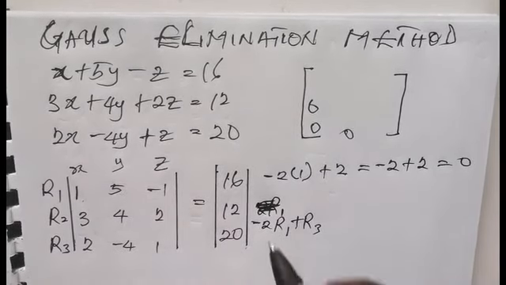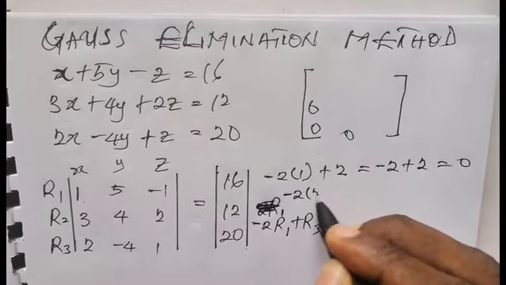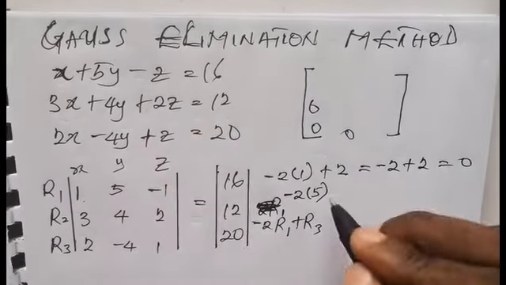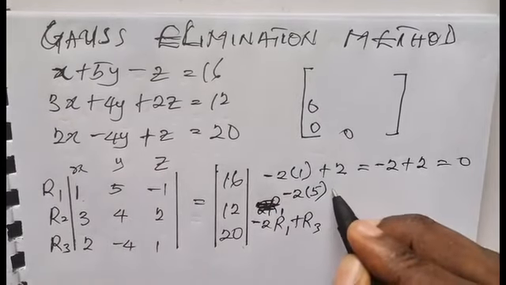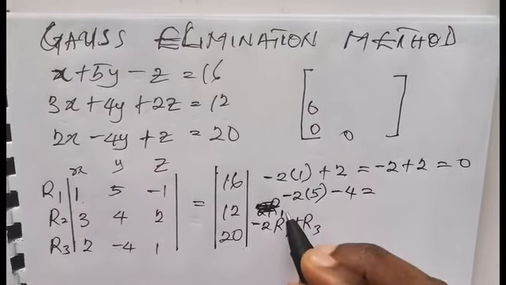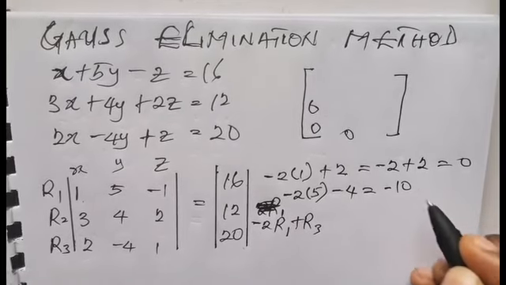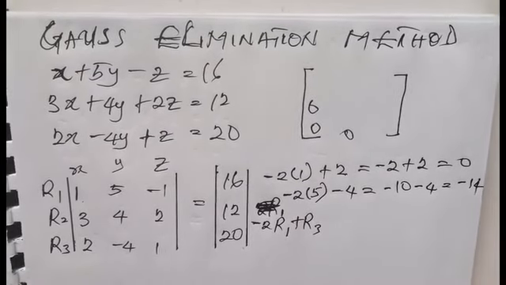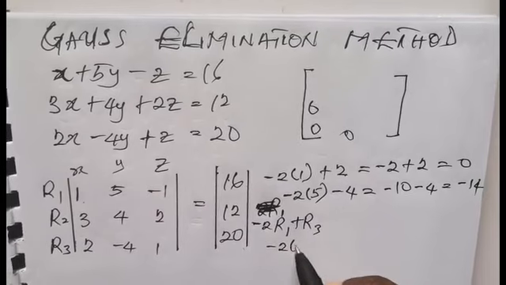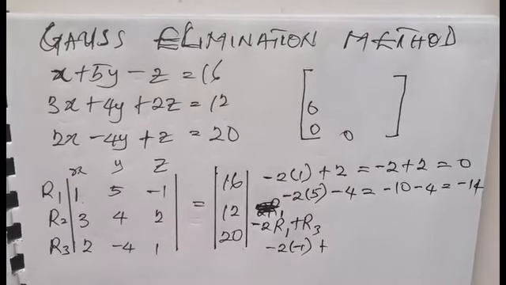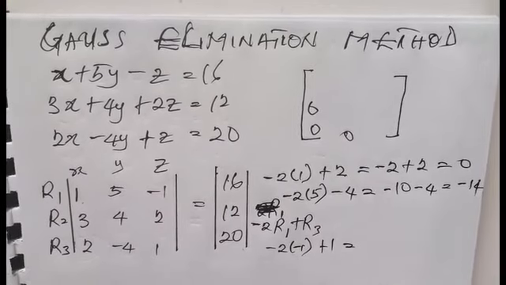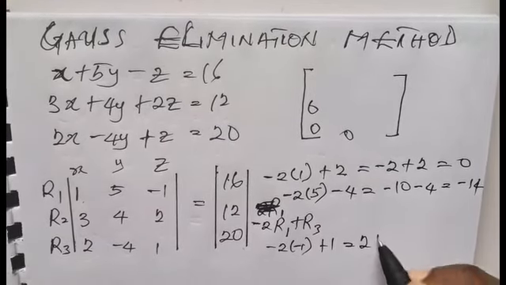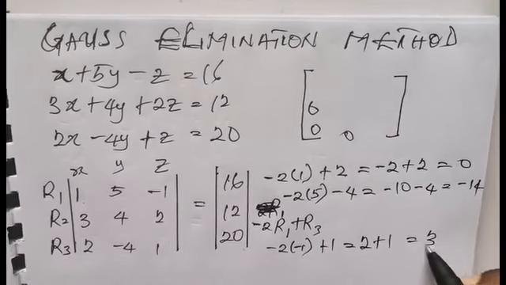Next element in row 1 is 5. So we have negative 2 times 5. This is now for the y column. Then plus negative 4. So that's simply minus 4. So this is equal to negative 2 times 5 is negative 10. Negative 10 minus 4 gives us negative 14. Okay, so we have that to be negative 14. Similarly, again, negative 2 times negative 1 plus this element here, plus 1. Okay, so negative 2 times negative 1 is plus 2, plus 1. And this simply gives us 3.